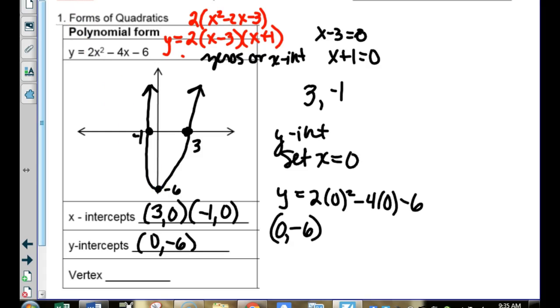Yes, Avon. Yes, for the y-intercept, set x equal to 0, okay? Sorry, I was thinking about what I messed up here and took a minute to process your question. Okay, this is not the vertex. We didn't find the vertex yet. Any ideas on how to find the vertex?